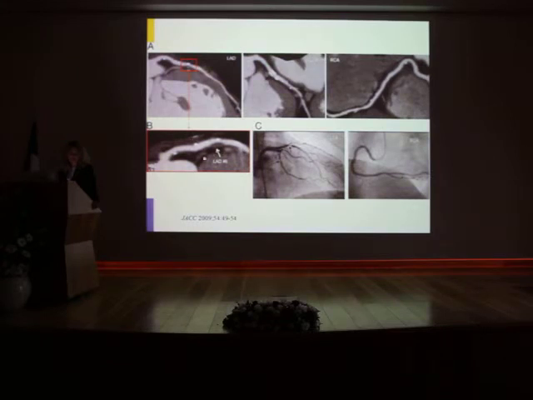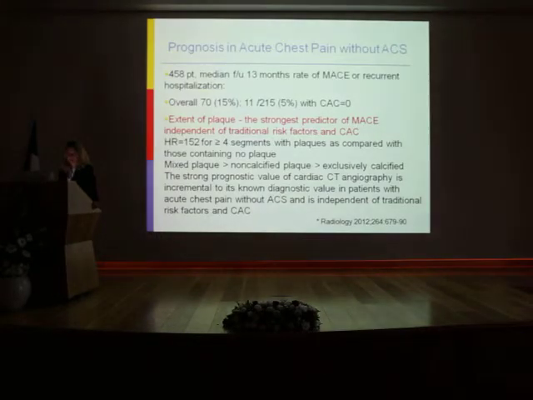This is a picture from that article. You can see the positive remodeling low attenuation plaque on the coronary CT, which was acquired 6 months before the acute coronary syndrome, here with almost obstruction of the LAD during the acute MI. And another recently published article in Radiology, which looked at the total extent of the plaques, found that the total extent of the plaque is the strongest predictor of major adverse cardiac events, and it is independent of the traditional risk factors or the coronary artery calcium score.